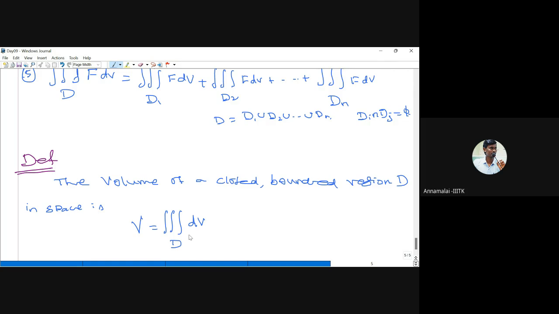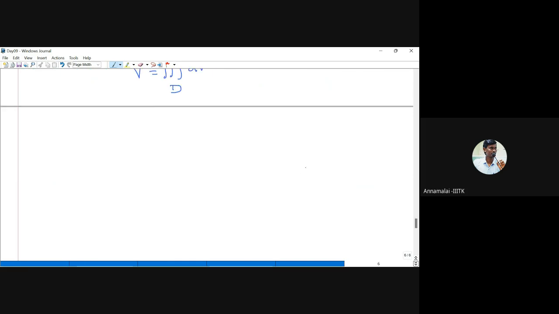So maybe we can discuss some problems. Exercise. Anyway, here you have to find the limits for x. Similarly, we define the average also. Once we define volume, we define the average value of f. Anyway, we solve the problem.